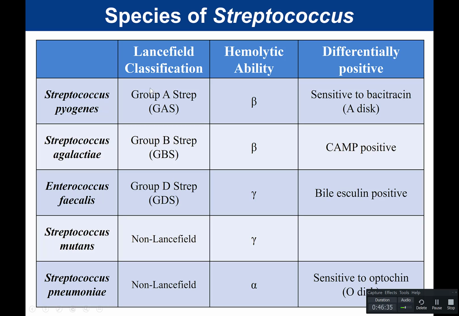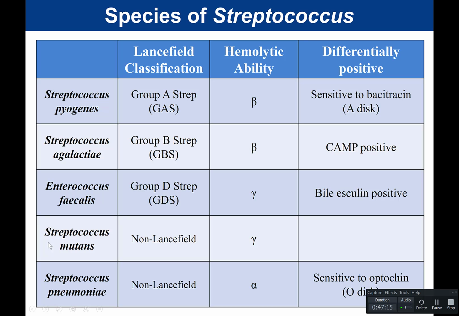For the Strep mutans, how you would identify it in this test is it's a non-Lancefield. It is gamma hemolytic, so on the blood agar, it's not going to have clearing, and it's negative for everything else. It's not sensitive to bacitracin, so it would go right up to the bacitracin disc. It is not sensitive to optochin, so it's going to go right up next to that optochin disc. It's not CAMP positive, and it's not bile esculin positive. So basically, it's negative to everything, which by default would tell you that you're looking at the Strep mutans.